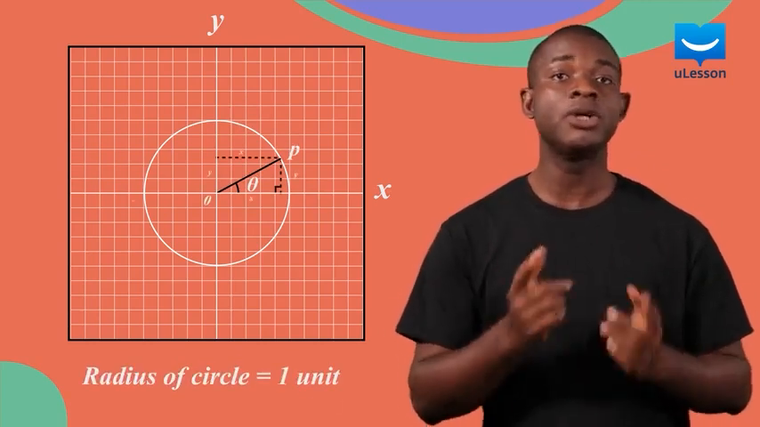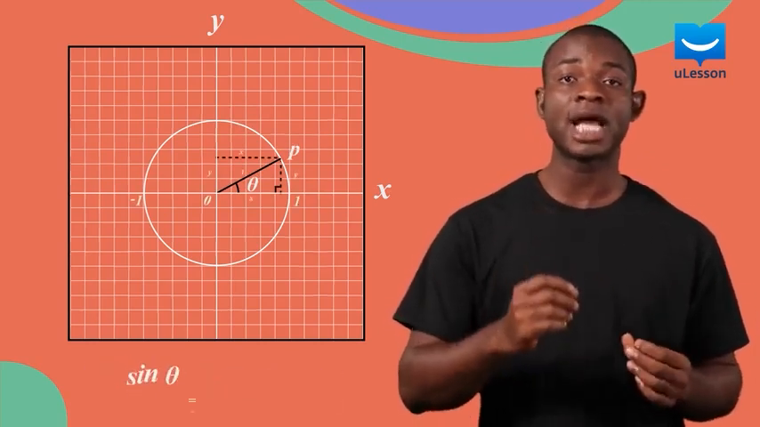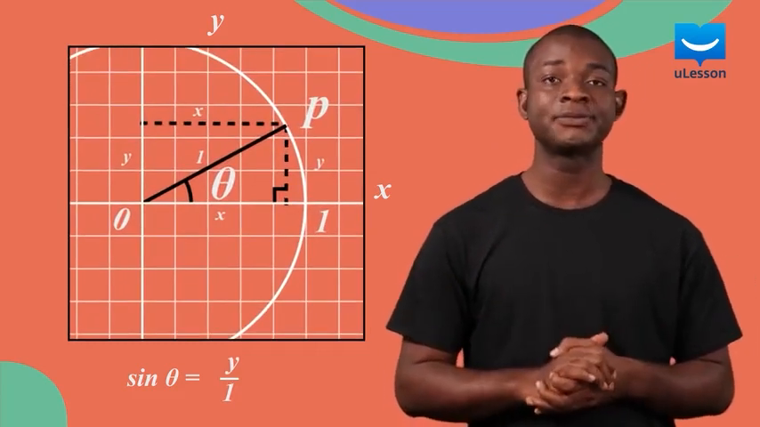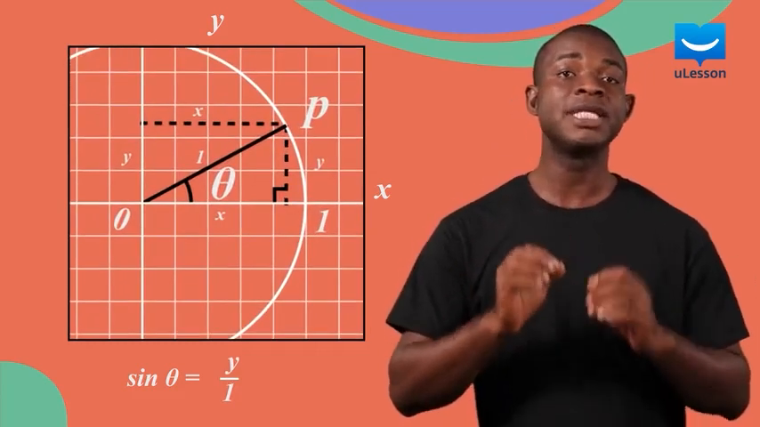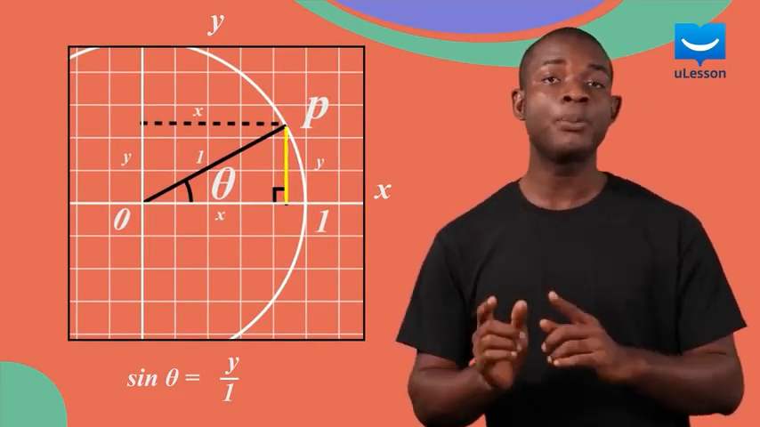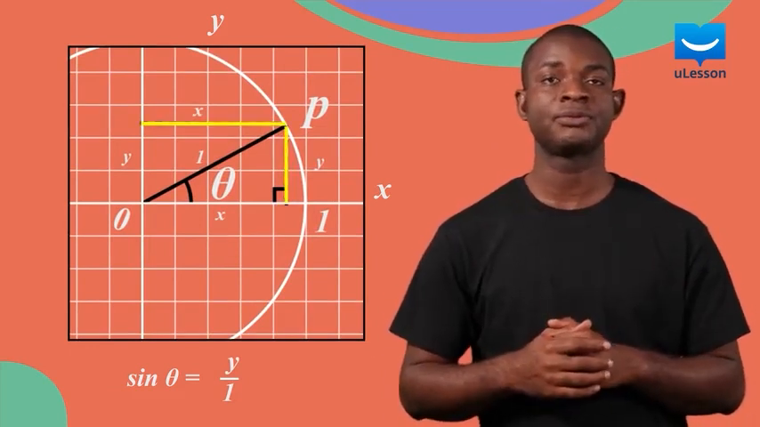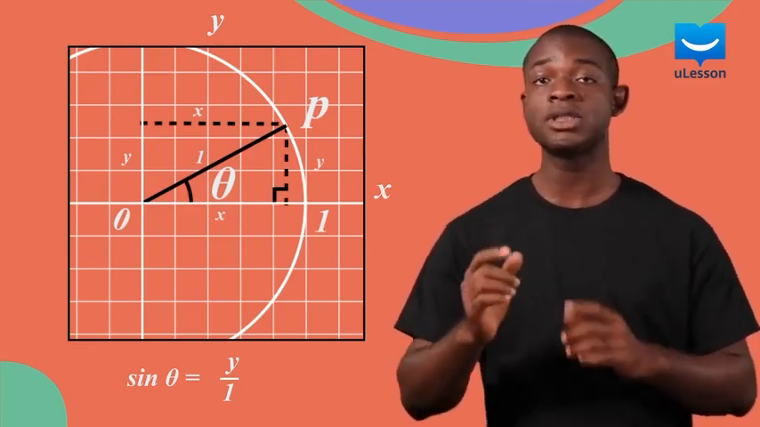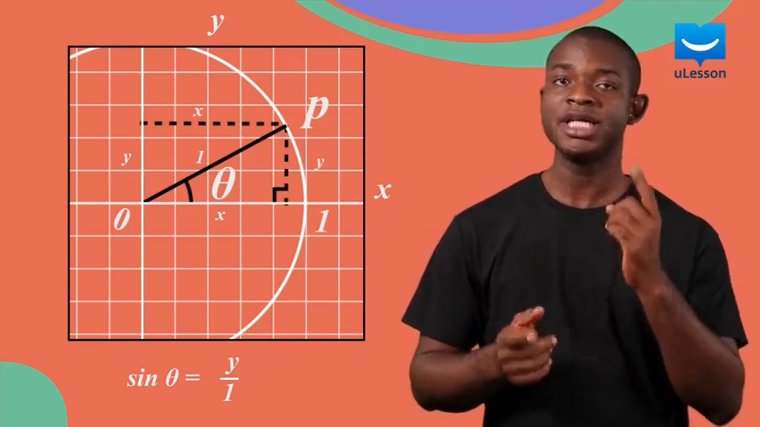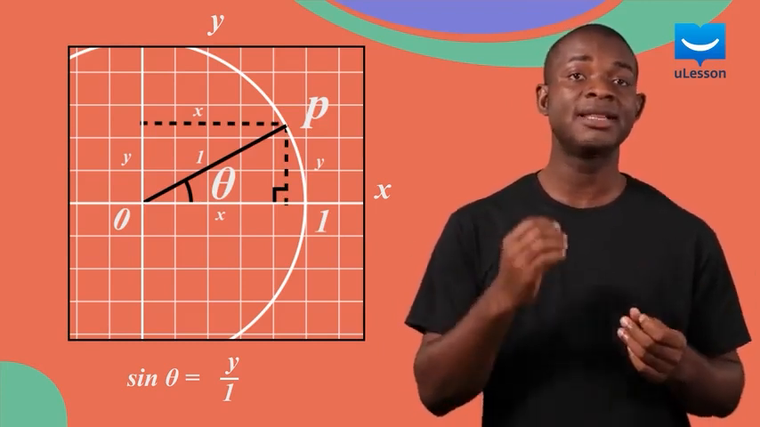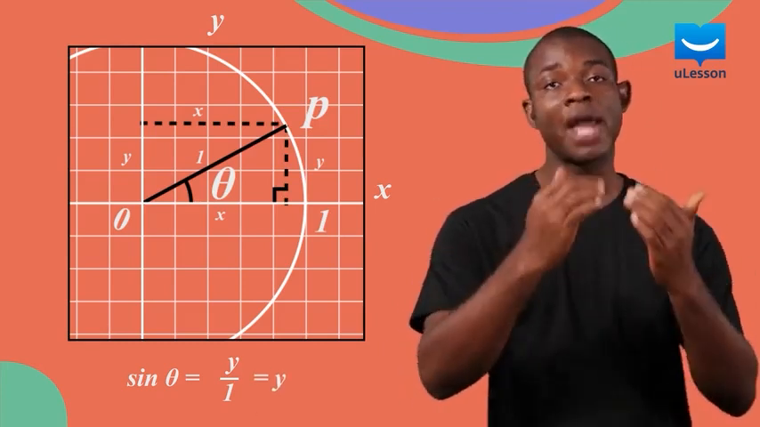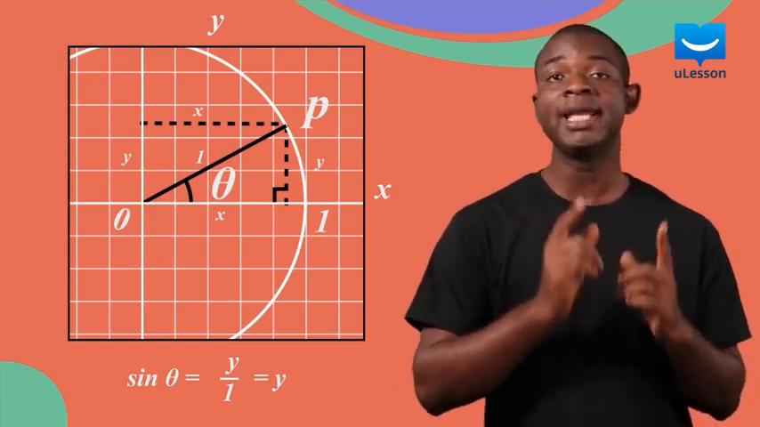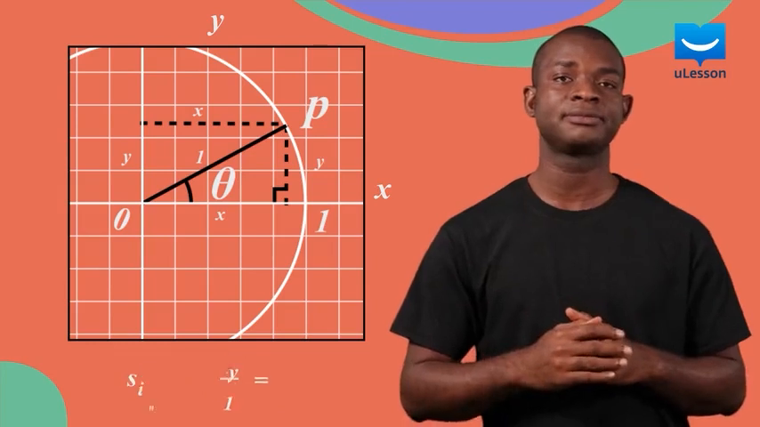If the radius of the circle is 1 unit, then sine theta will be y over 1. Do you know why this is so? It is because the sine ratio is defined by the ratio of the opposite to the hypotenuse. If you look at the right-angled triangle, you will see that y is the opposite to theta, while the hypotenuse is 1. Hence, sine theta is equal to y, since y over 1 is y. What this means is that the value of y gives the measure of sine theta.